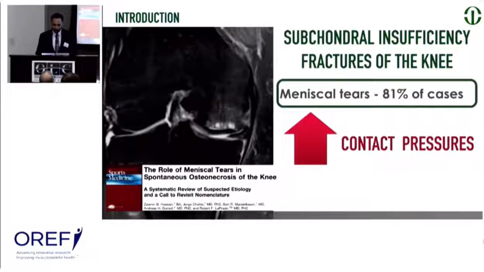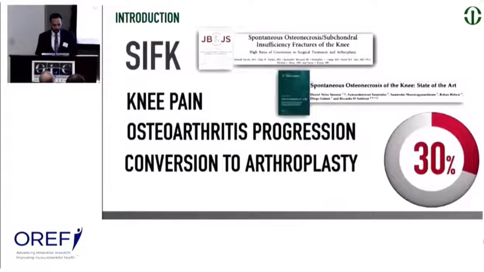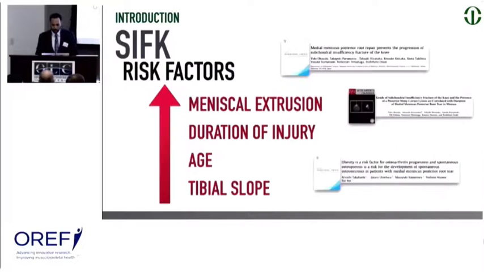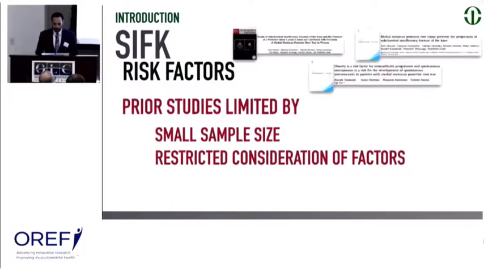The thought is that meniscus tears lead to increased contact pressure, which creates an environment from which insufficiency fractures can emanate. This can result in knee pain, osteoarthritis progression, and a conversion to arthroplasty rate of about 30%. There are many risk factors associated with this disease process. Thoughts are that meniscal extrusion, duration of injury, age, as well as tibial slope are all risk factors for SIFK. However, the studies that examine this have a small sample size and restricted consideration of factors.